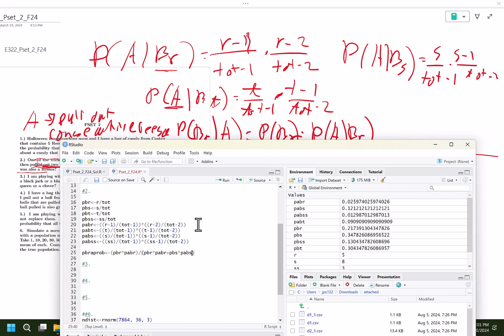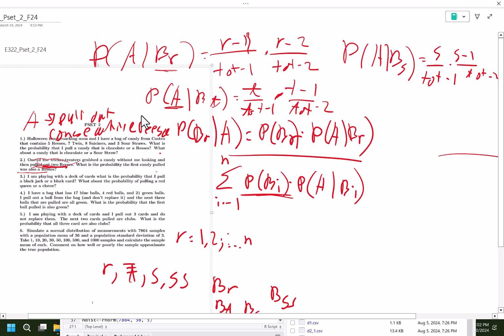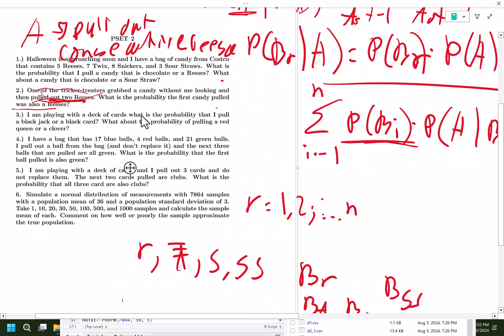PABS, PABR, plus PBT times PABT plus PBSS times PABSS. And we get that, and then here's the probability PBRA, BR, that variable. So 0.07, so we have about a 7.3% probability of doing that. Fantastic. All right, let's go and get to number 3.